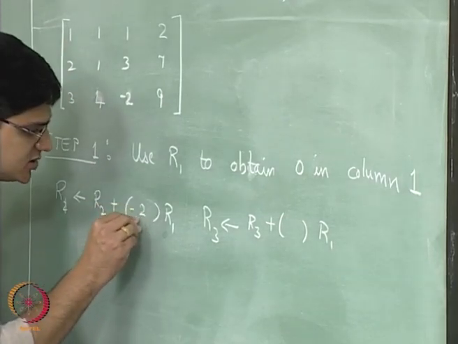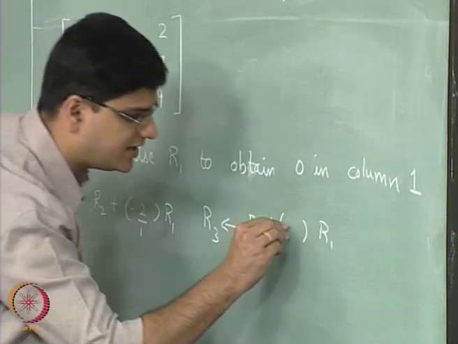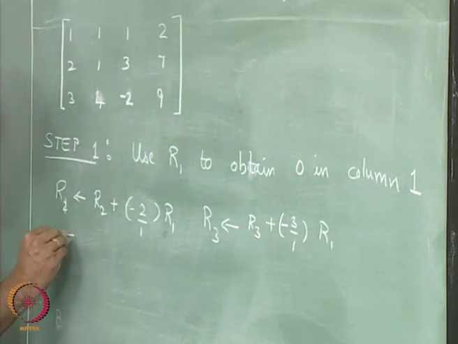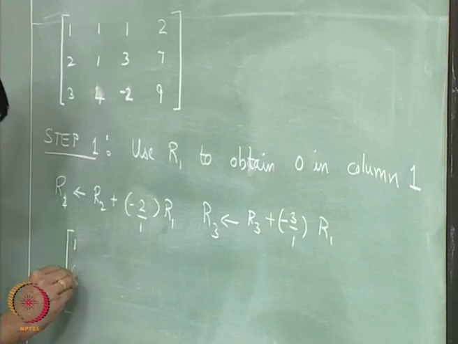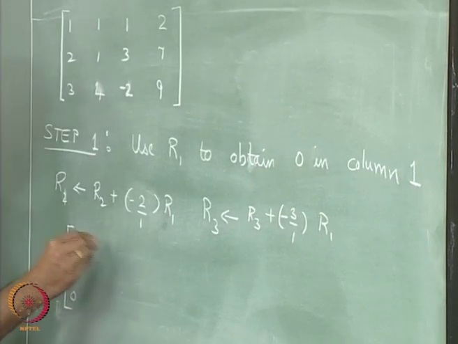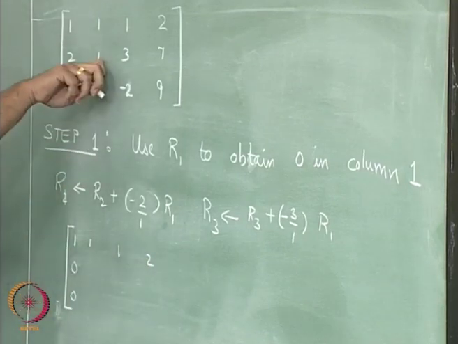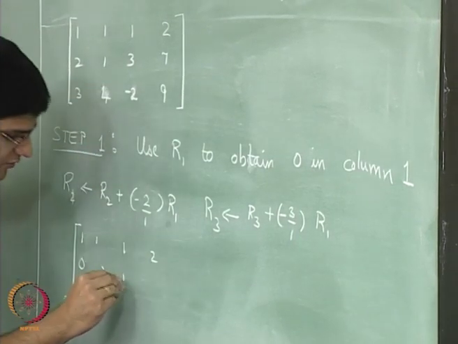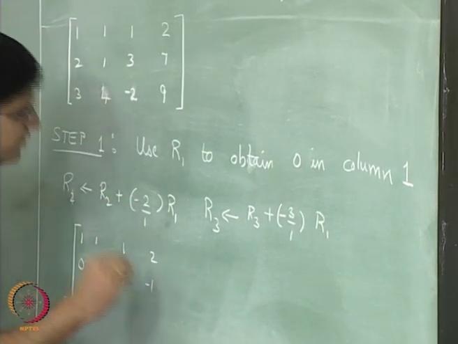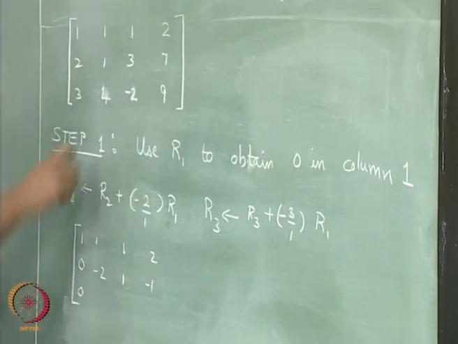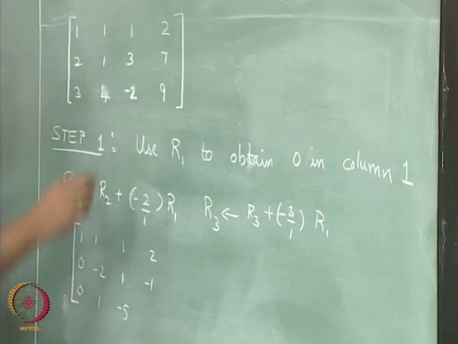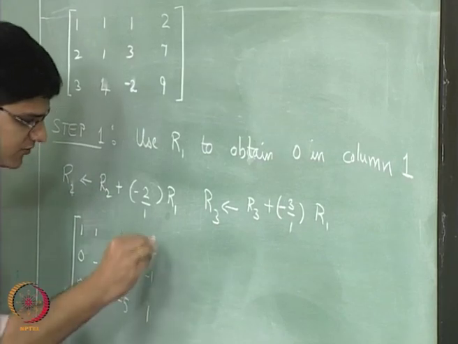which I will write as minus 2 divided by 1, and this I will write as minus 3 divided by 1. Okay. And when we do that, the next matrix AB that we will get is 1 0 0 1 1 2 over here. So this will be negative 2, this term will be 1, this term will be equal to negative 1. Okay. And this of course is 0, 4 minus 3 is 1, minus 2 minus 3 is minus 5, and then 9 minus 2 is 1.